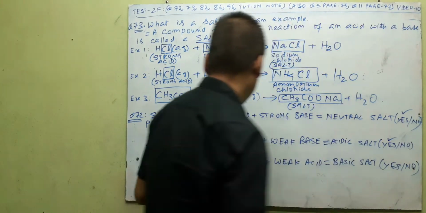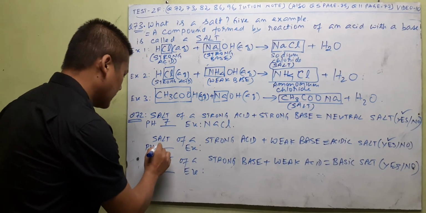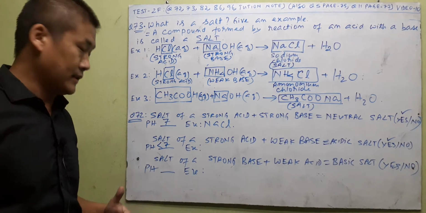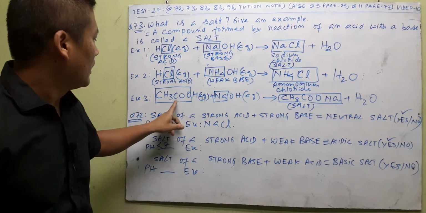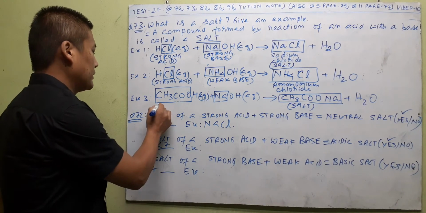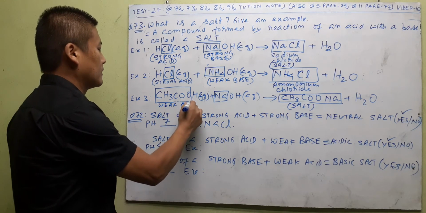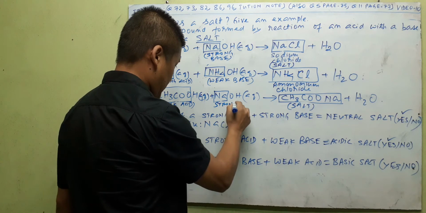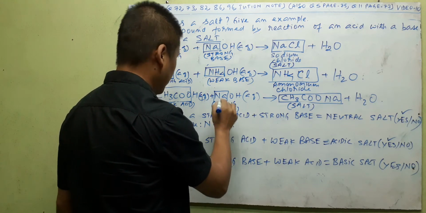Since this is an acidic salt, the pH will be less than 7, because we know pH less than 7 is acidic. Now, salt of a strong base and weak acid, the last one. In question number 54, this is definitely a weak acid, acetic acid. Sodium hydroxide is a strong base; see question number 55, you will find sodium hydroxide as an example of a strong base.